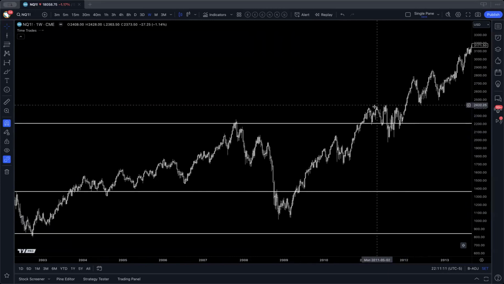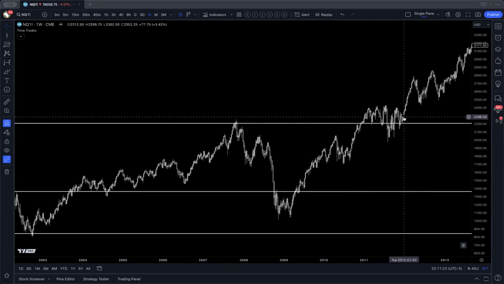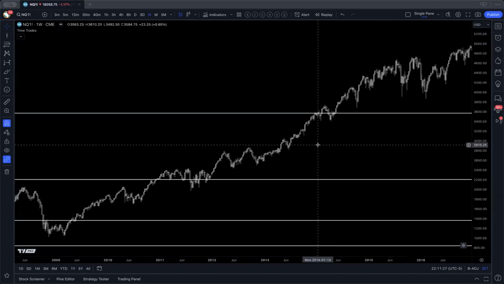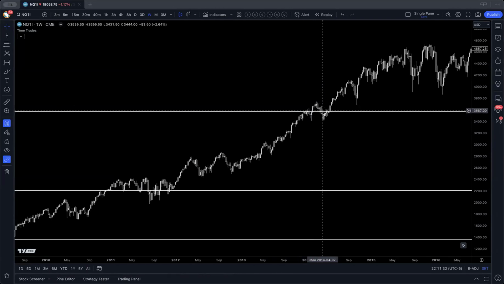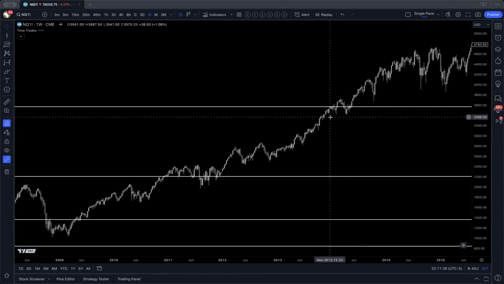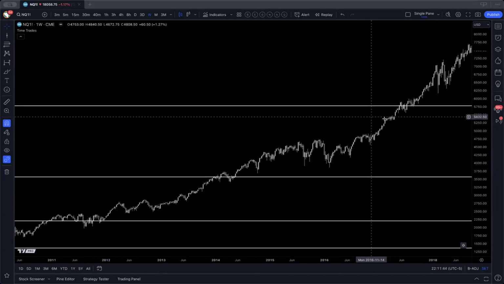And you can see here, it takes a lot of energy to break through these white magic levels. Like this is 2011, basically the entire year of 2011 was spent chopping around this white magic level before it finally broke through. Okay. So even though white magic levels don't tend to offer absolutely perfect rejection or support levels, at least on NQ, you can certainly expect a slowdown in price as it works its way through.